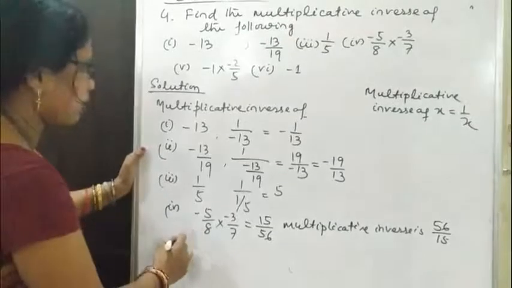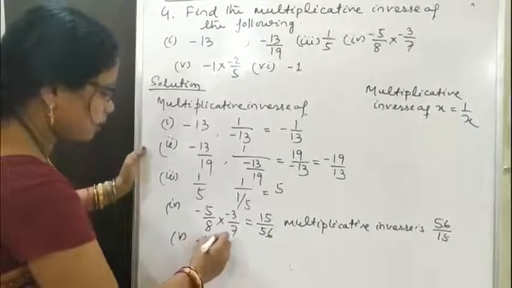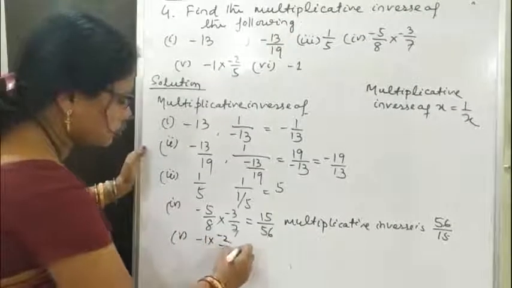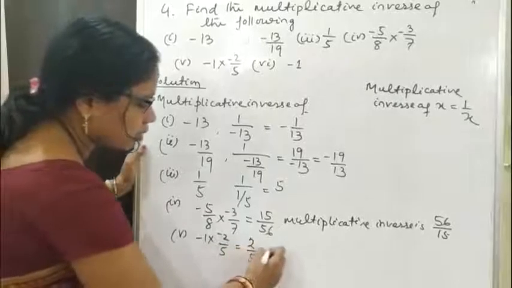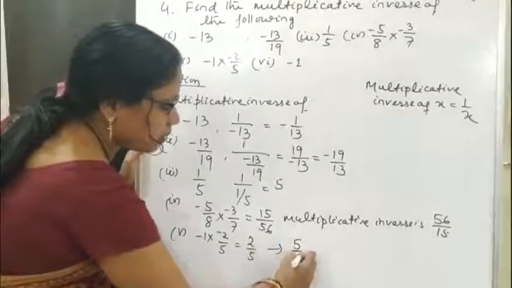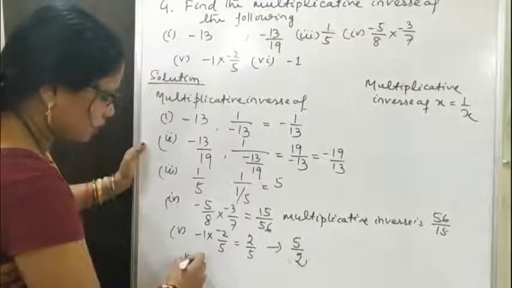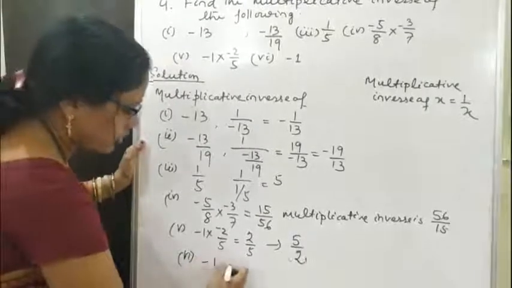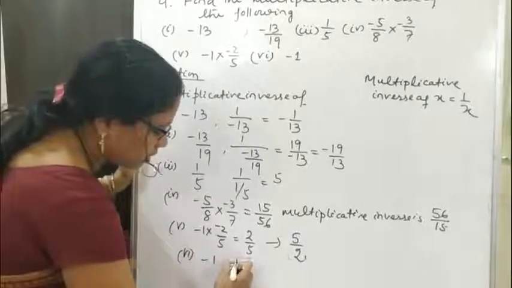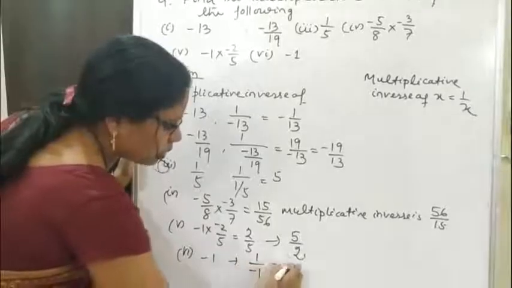Then the fifth one, minus 1 into minus 2 by 5. So this is equal to 2 by 5. So the multiplicative inverse is 5 by 2. Then the sixth one, minus 1. The multiplicative inverse is 1 by minus 1, that is minus 1.